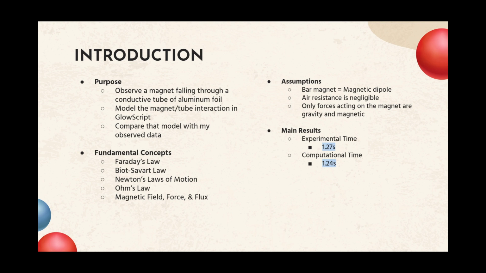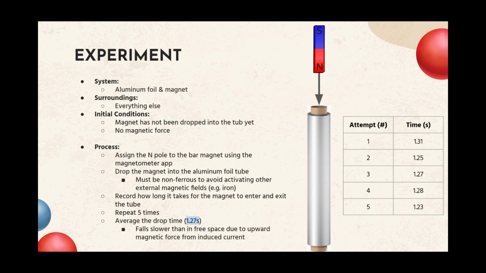So for the experiment, here's what we did. The system was aluminum foil and magnet, the surroundings is everything else, and the initial conditions are that the magnet has not been dropped into the tube yet, and that there's no magnetic force acting or any induced current. The process of the experiment is to begin with assigning the north pole to the bar magnet using a magnetometer app, and then you drop that magnet into the aluminum foil tube as shown in the image.